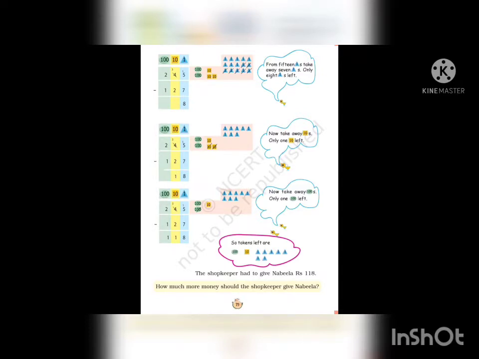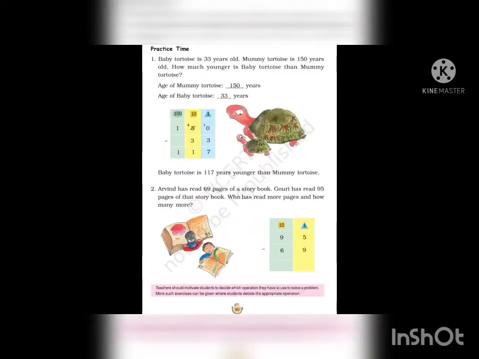Now we have to tell how much more money the shopkeeper should give Nabili. So you will do it yourself. You will do 118 minus 98. Why 98? Because the shopkeeper has given back rupees 98. So 118 minus 98 will be the amount the shopkeeper still owes Nabili.